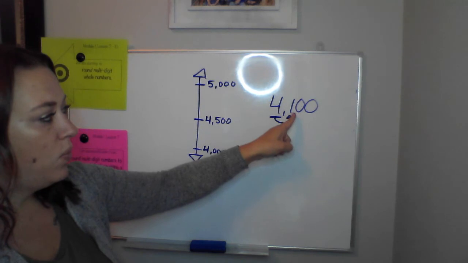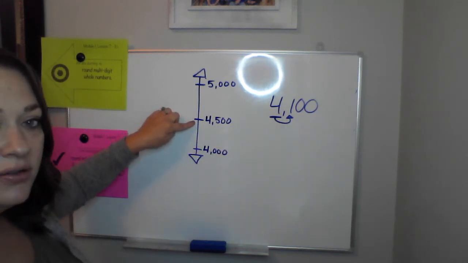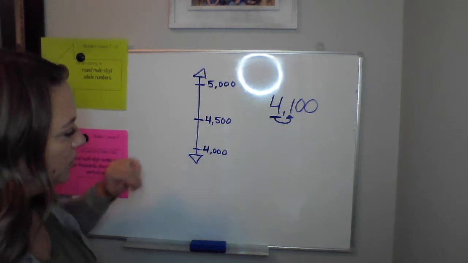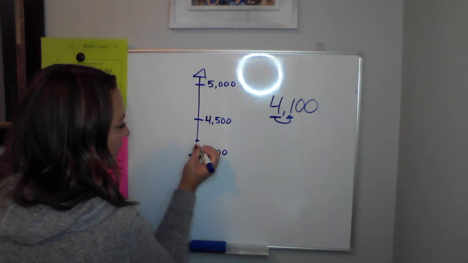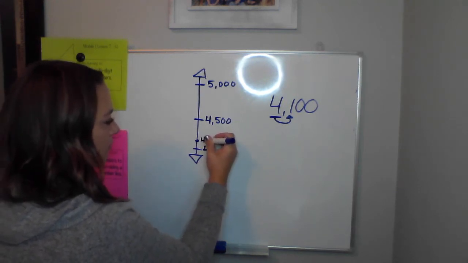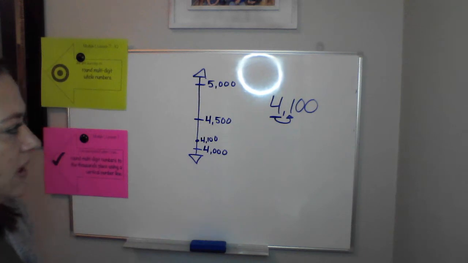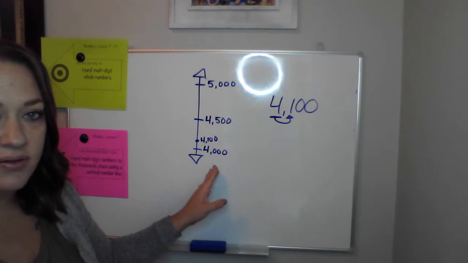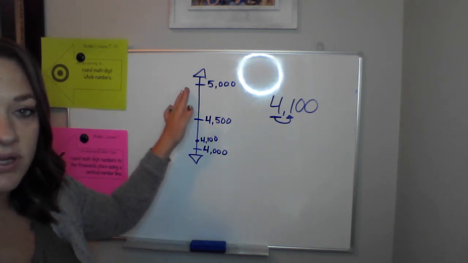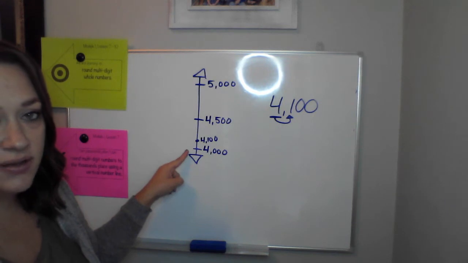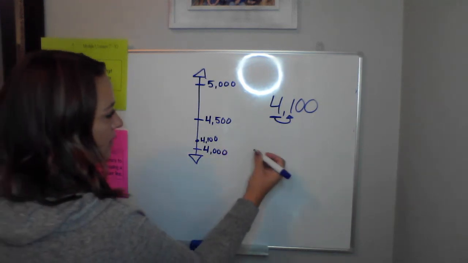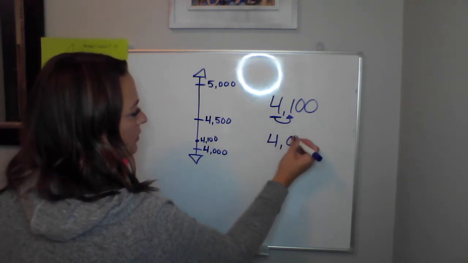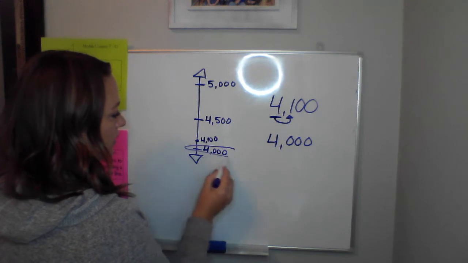So 4,100 is less than 4,500, but more than 4,000, just a little bit more. So I would plot it on my number line about there. And now we can see, is 4,100 closer to 4,000 or closer to 5,000? It's closer to 4,000, so that means when I want to round 4,100 to the nearest thousand, we would be rounding that to 4,000.